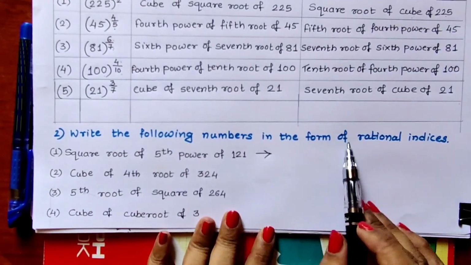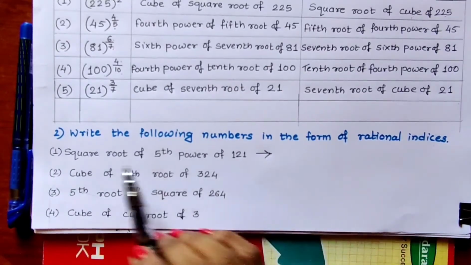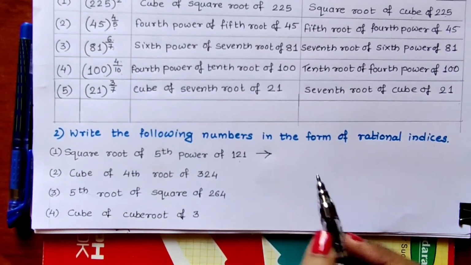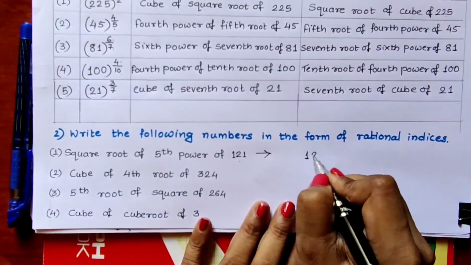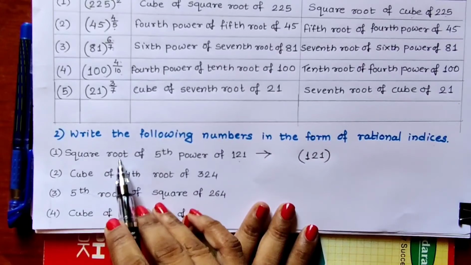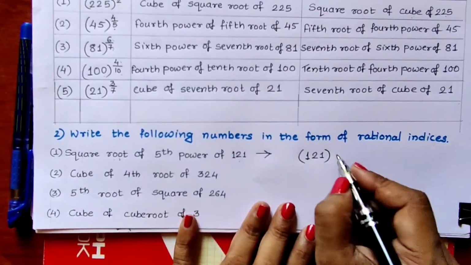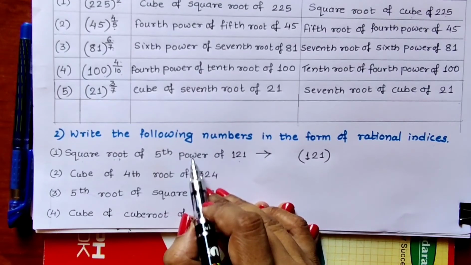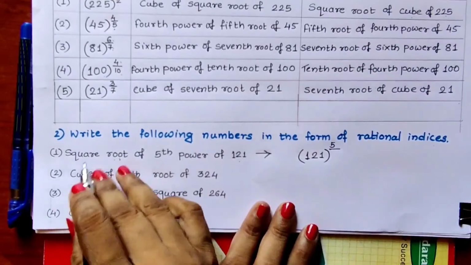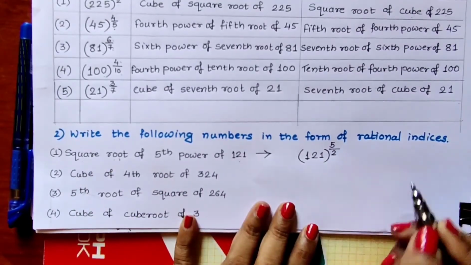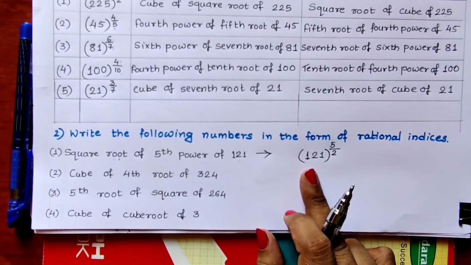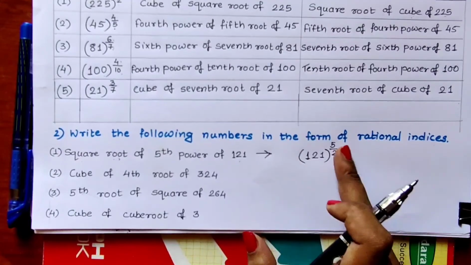Write the following numbers in the form of rational indices. First question is square root of 5th power of 121. 121 is our base. And we have to write its index in the rational form. Square root means 2 in the denominator, and the 5th power we always write in the numerator. So 5th power, that means 5 we have to write in the numerator, and square root, square means 2 we should write in the denominator. So in this way we have to express in the rational indices. 121 raised to 5 upon 2.